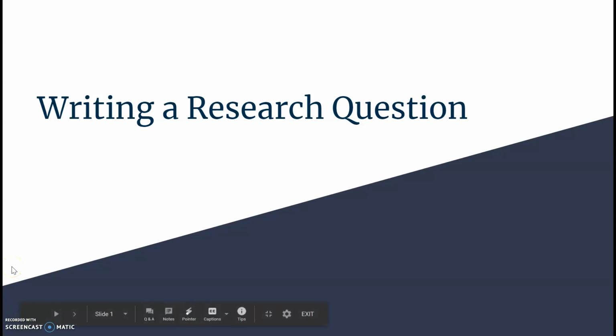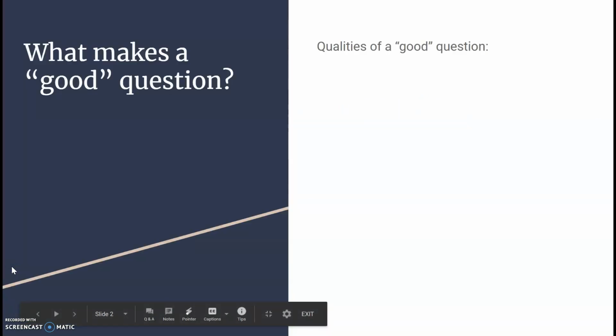So today we're focusing on research questions. Let's get going. So first of all, what makes a good one? There are definitely good research questions and bad ones, which we will examine later. So let's look at the qualities of the good one first.